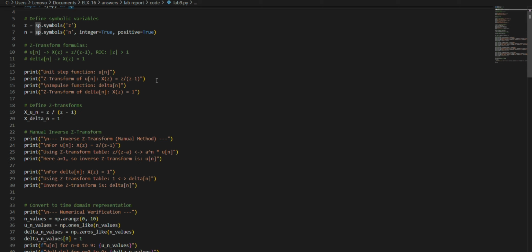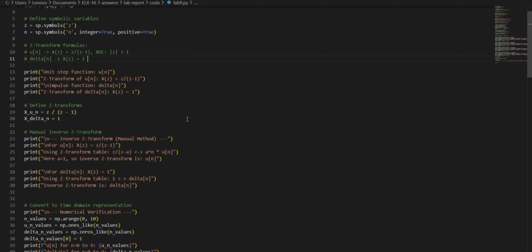The unit step function u of n has a transform of X of z equals z over z minus 1 with a region of convergence absolute z greater than 1, while the impulse function delta of n has a Z transform of X of z equals 1. These are basic but very important results because many complex signals can be built from these elementary signals. Next, I assign the Z transform expressions to variables so they can be reused later in the code.